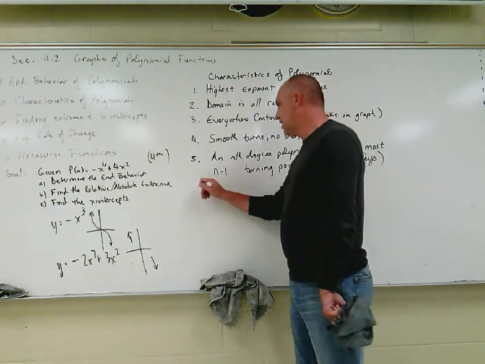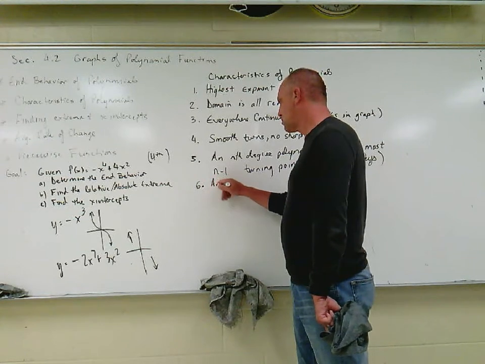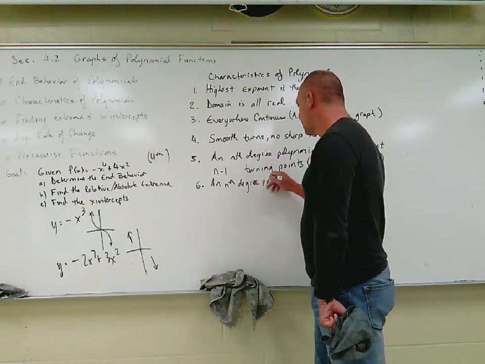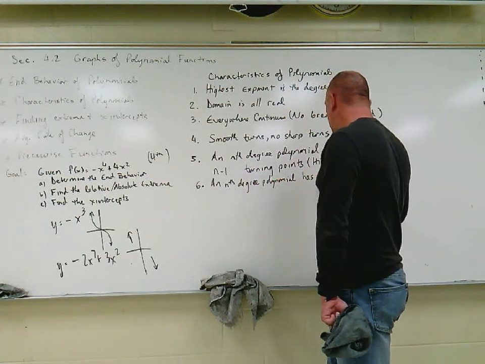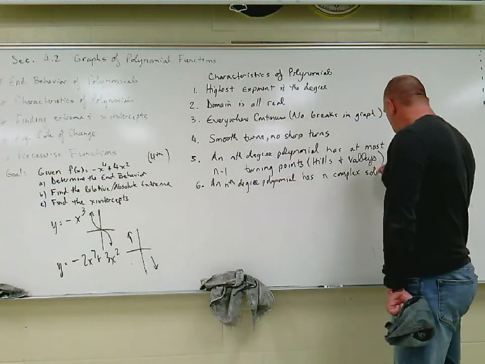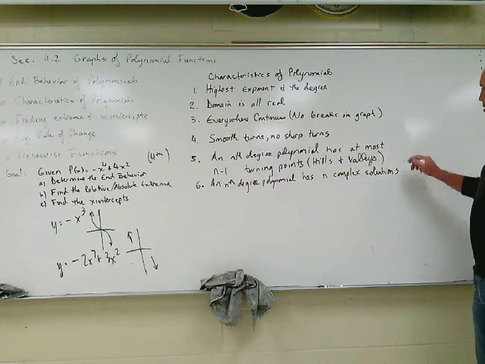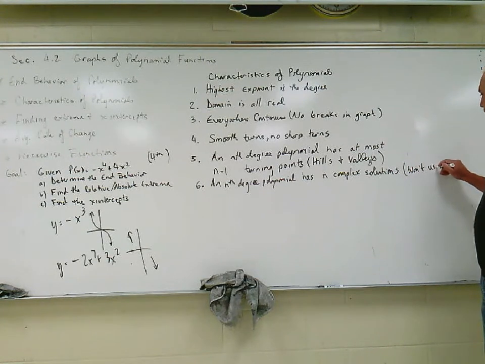Part 6, I don't really think you need this one right now, but we're going to go ahead and put it. An nth degree polynomial has n complex solutions. There's a lot going on with that, but that's just a property. You don't need it, won't use it yet. But we may need it down the road, so just go ahead and put it.